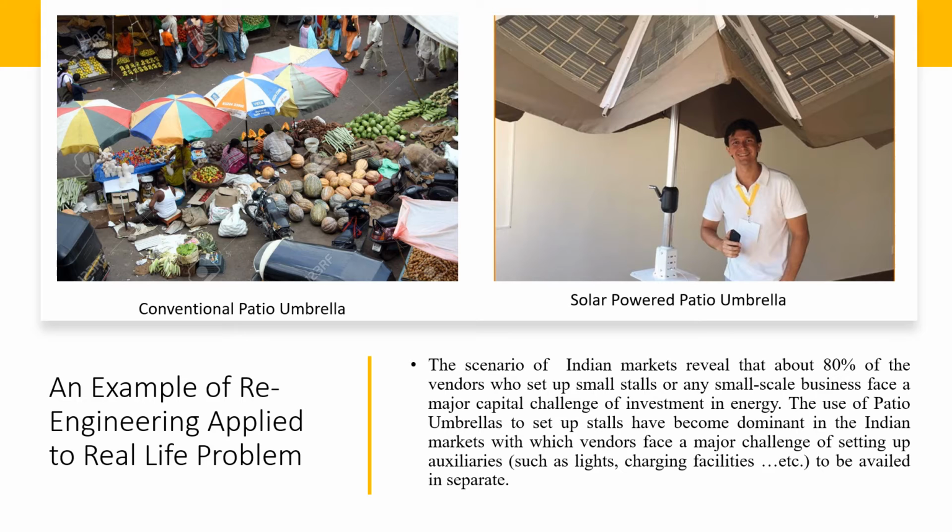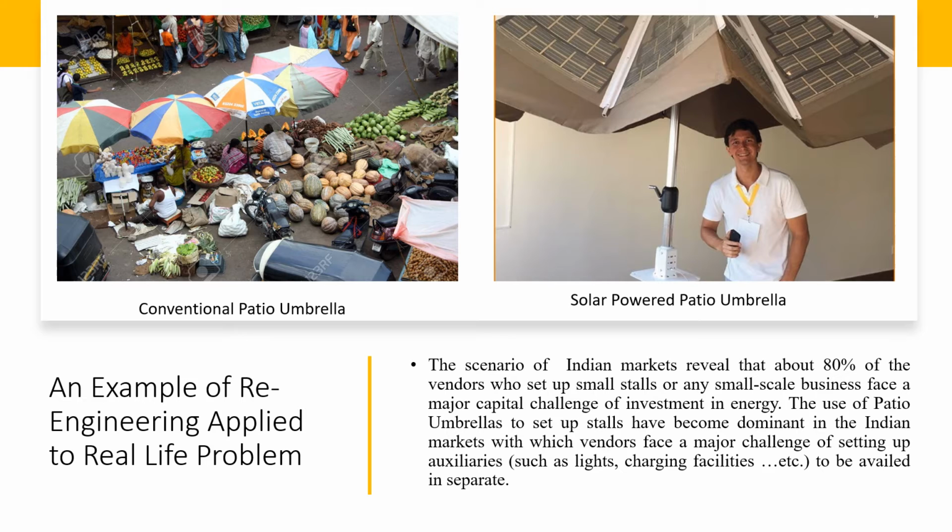So they need to carry a separate battery for setting lights in their stalls during the night, and these are some kind of challenges that they face. But the re-engineering phase to this problem is that if we can make a solar powered patio umbrella system, it can really solve this problem.